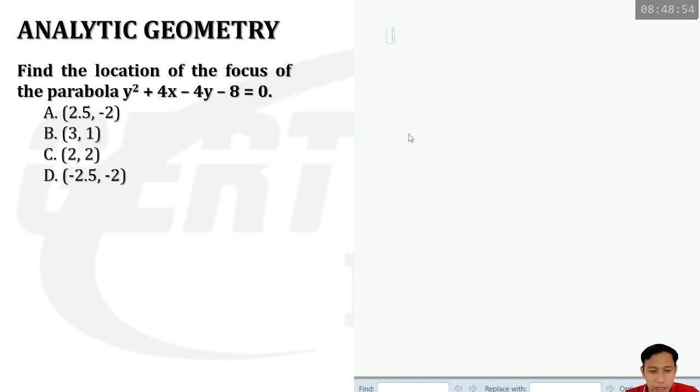So the equation is y squared plus 4x minus 4y minus 8 equal to 0. Okay? So, find the location of the focus. Well, yung gagawin natin, do completing the square again. Y squared minus 4y, then that is equal to negative 4x plus 8.